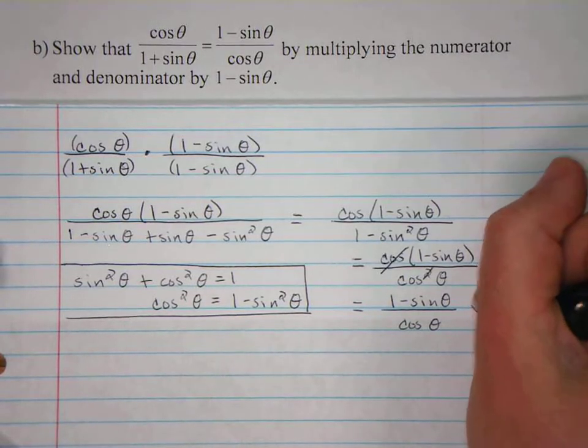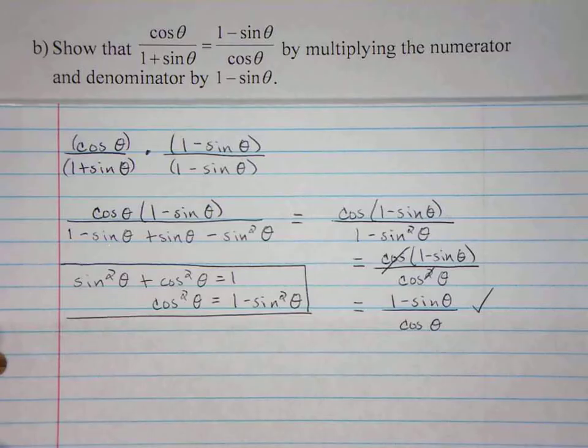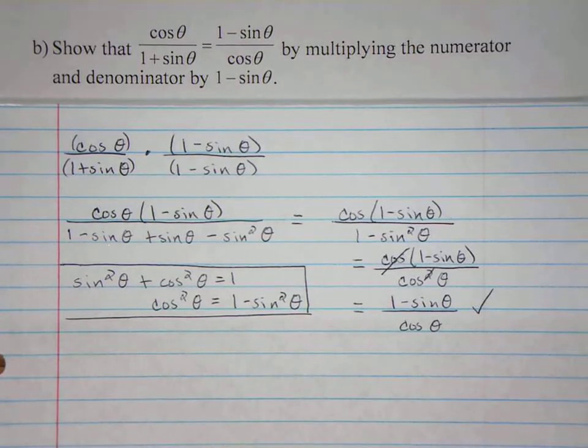I like to put a check mark or a happy face because it makes me feel like I finished the question. But really all that we were trying to do in this problem was show the work in between the left side to the right side of the equation. All right, moving on to example 1, part C.